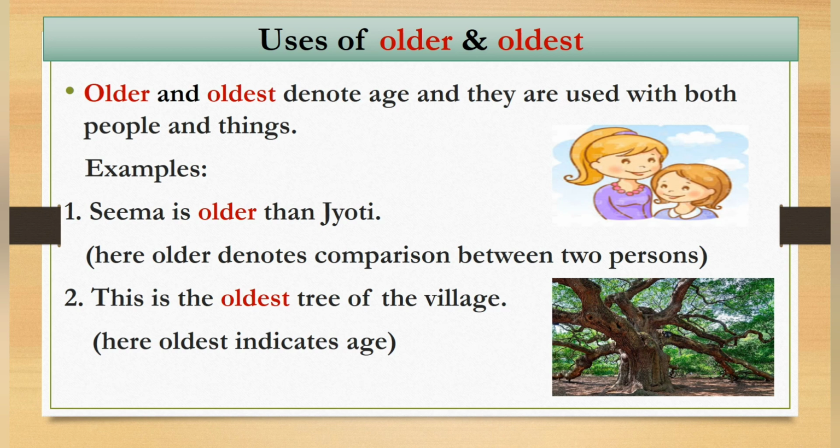Now we will discuss the uses of older and oldest. We use older and oldest as the regular comparative and superlative forms to describe people and things. For example, Seema is older than Jyoti. This is the oldest tree of the village. Some more examples. My car is older than yours. He is the oldest man alive.